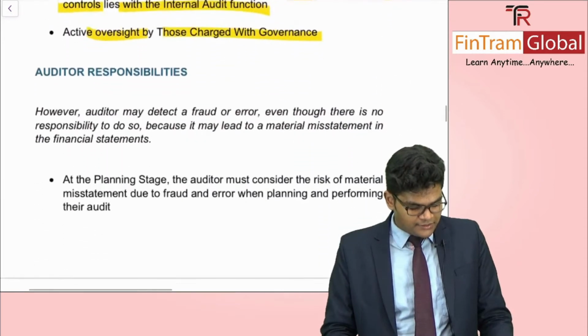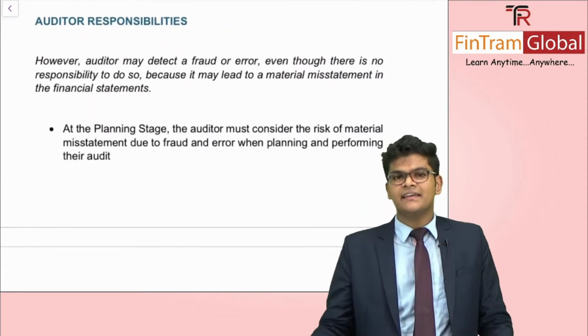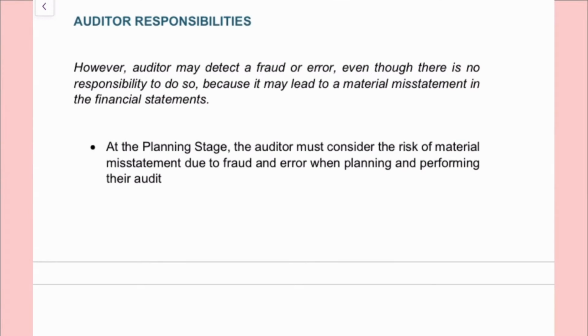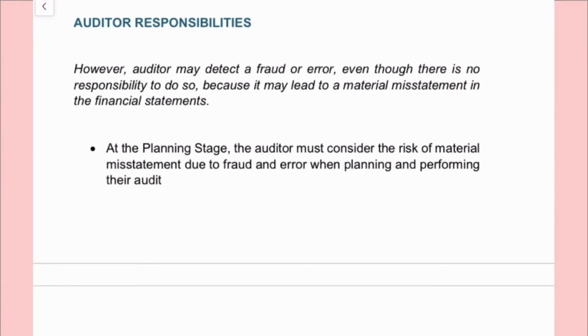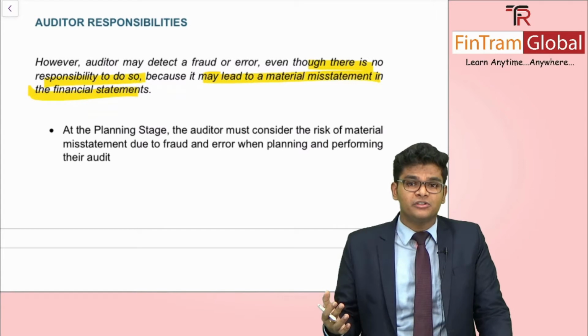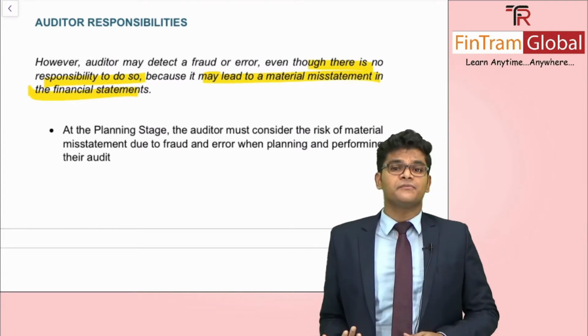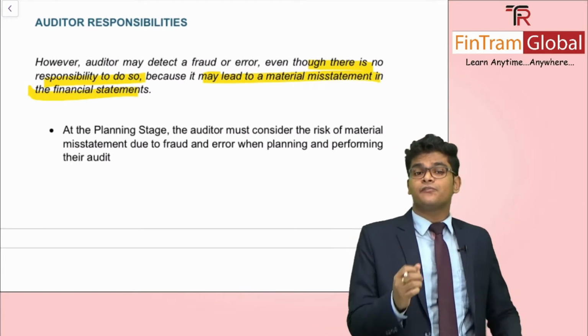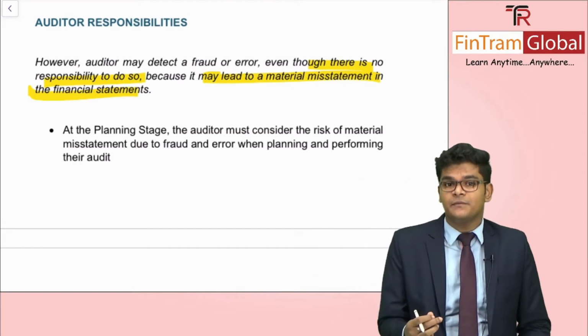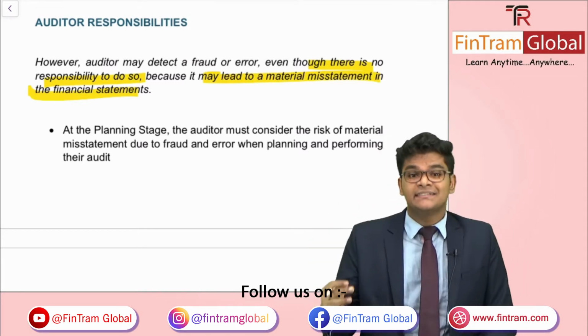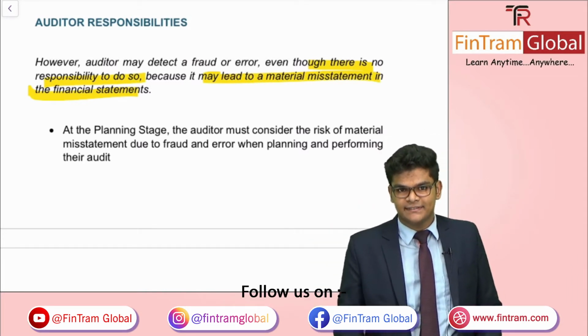Now, moving on to the responsibilities of auditors. What exactly is the auditors' responsibility in this situation? Let's take a look at that, shall we? However, auditors may detect fraud or error even though there is no responsibility to do so, because it may lead to a material misstatement in the financial statement. So remember, guys, who has the primary responsibility to prevent and detect fraud or error? The management, isn't it? And what exactly is the responsibility of the auditor then? If a particular fraud or error can lead to a material misstatement in the financial statements, then the auditor will have to take action against that. Okay, folks, so that's basically it.